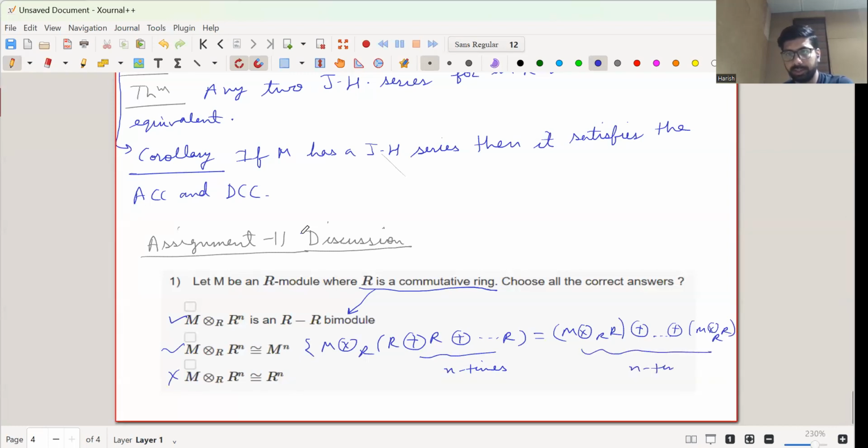And what is M tensor R over R? This is just M, right? We have seen this. So this is nothing but M direct sum M, n many times, which is just isomorphic to this, and this is just Mn. Okay, so this is isomorphic to this because M tensor R is isomorphic to M. So yes, the second part is correct and the third part is not correct. This is isomorphic.